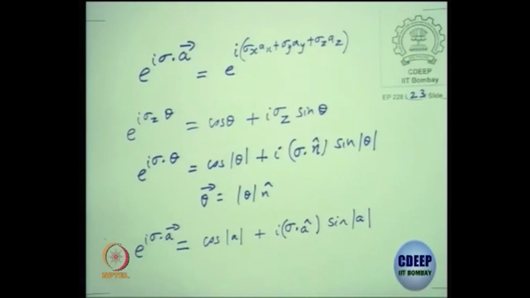Please verify some of these things. I'll put it in the assignment also, but please verify that the Pauli matrices are very rich and it helps you to do many of these things. But why am I doing these exponentials? What is the reason? How did you write the translation operator?